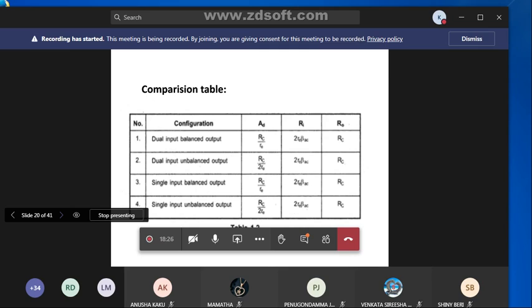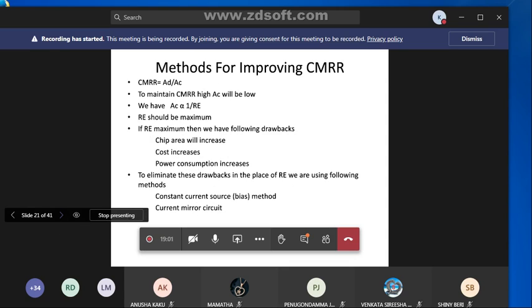Okay, so this is the comparison table of the different types of differential amplifiers. For the balanced output, the differential gain is RC by RE. For the unbalanced output, the differential gain is RC by 2RE. The input resistance is 2 RE beta AC. The input resistance is common for all differential amplifiers, and the output resistance is also common for all differential amplifiers. Okay. Up to this we have discussed in the last class.